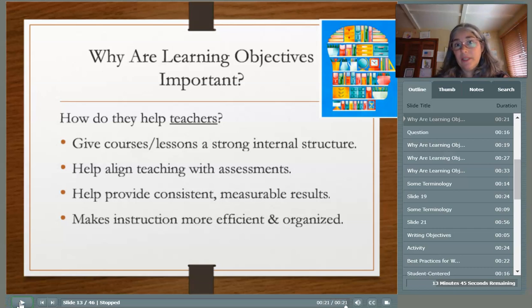I also want to jump in here and add something else. So this idea of organized. Remember what we learned with the information processing memory model. Your students learn best when the information they're given is presented in an organized way, so it can truly improve their learning.